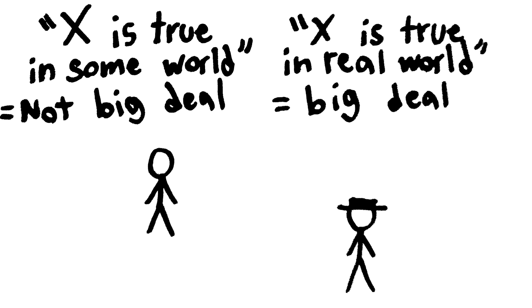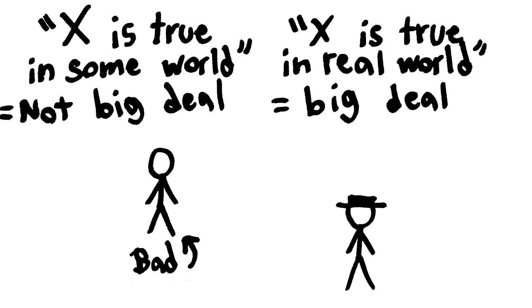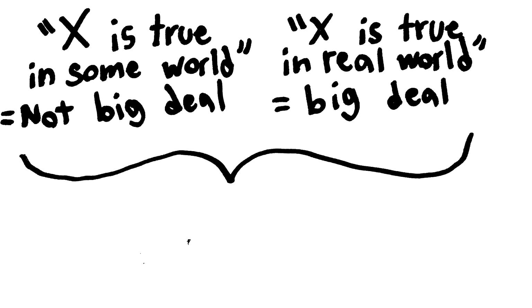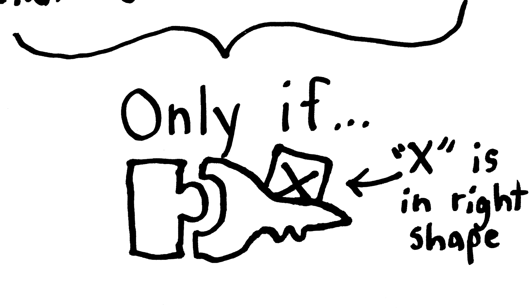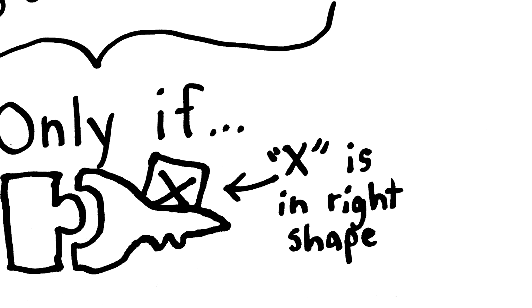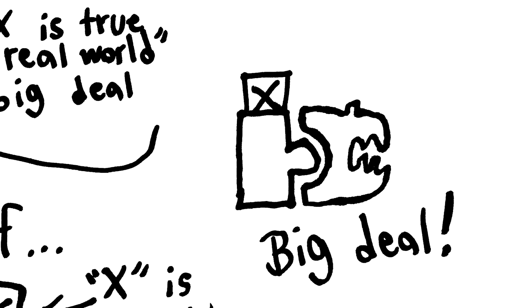Ha! Don't be like that guy. That is a bad way to get a dude to think there is a God in some world. Most of the time, it is not a big deal to say that X is true in some world, but that's since most of the time, that X is a fact that goes in the shape on the right. If X is a fact that goes in the shape on the left, then it is a big deal to say that X is true in some world.